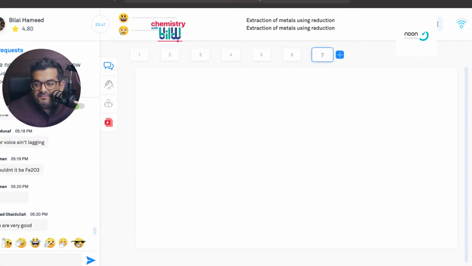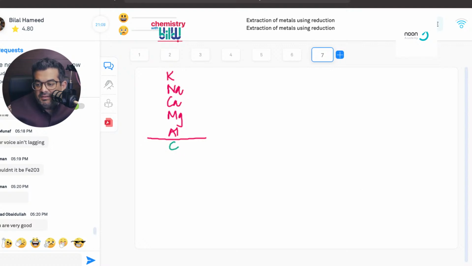Because if you remember, what is above carbon? Let me write them down. So remember, above carbon were potassium, sodium, calcium, magnesium, aluminum. We cannot use this for those. Okay, if I can make a nice little line, I can only use this for anything below carbon.